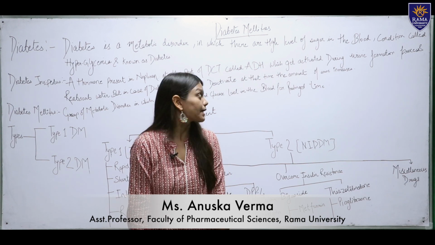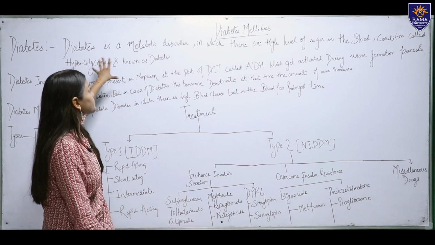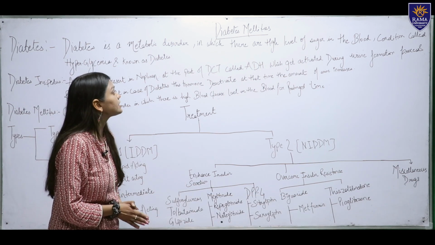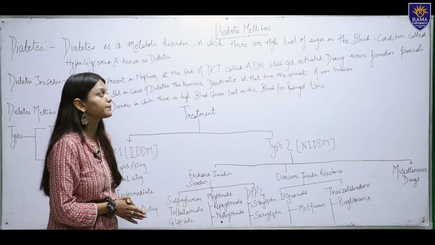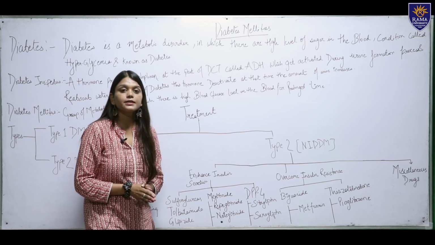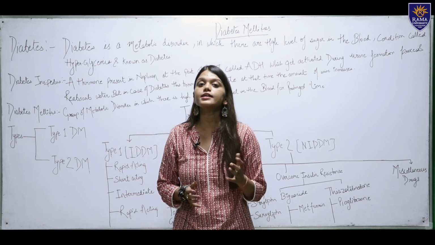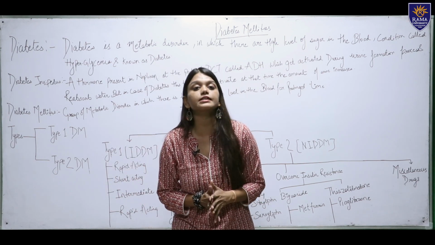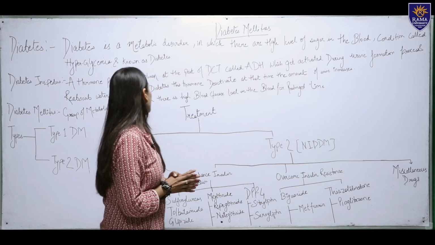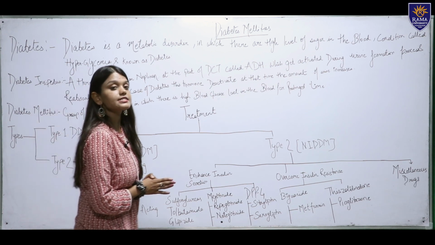My topic is diabetes mellitus. First of all, we will study what diabetes is. Diabetes is a metabolic disorder in which there is a high level of sugar in the blood, a condition known as hyperglycemia. Basically, diabetes is when there is an excess amount of glucose in the blood. Next, we will study what diabetes insipidus is.